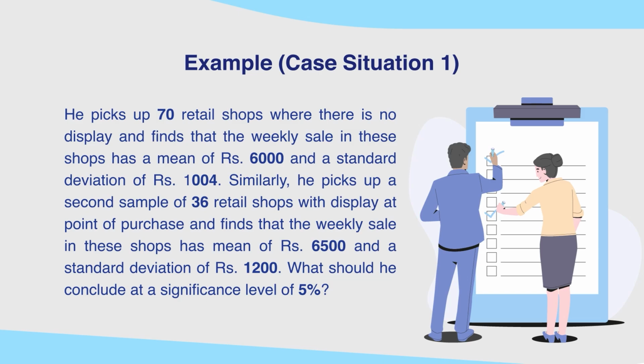Similarly, he picks up a second sample of 36 retail shops with display at point of purchase and finds that the weekly sales in these shops has a mean of rupees 6,500 and a standard deviation of rupees 1,200. What should he conclude at a significance level of 5%? So this is the situation. Now the decision problem of the given scenario can be analyzed using a two sample independent t-test to determine if there is a significant difference in weekly sales between retail shops with and without displays.